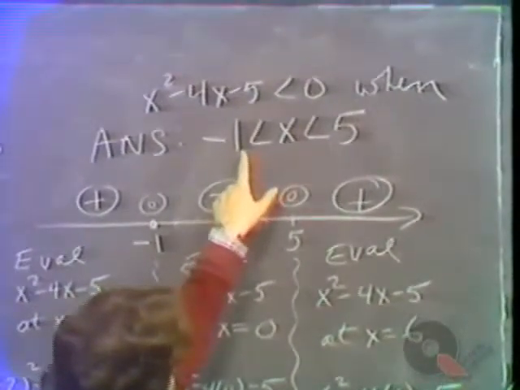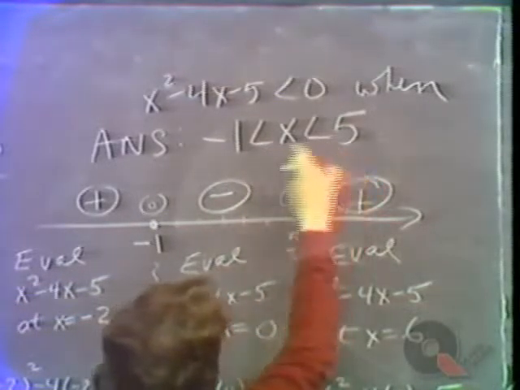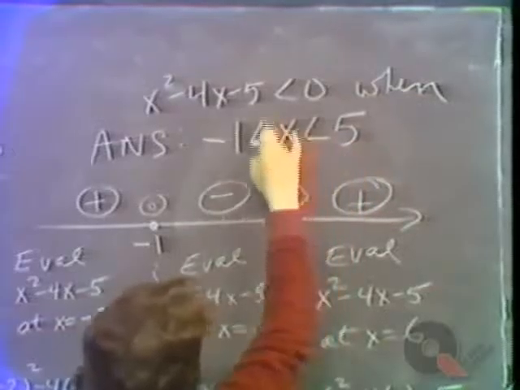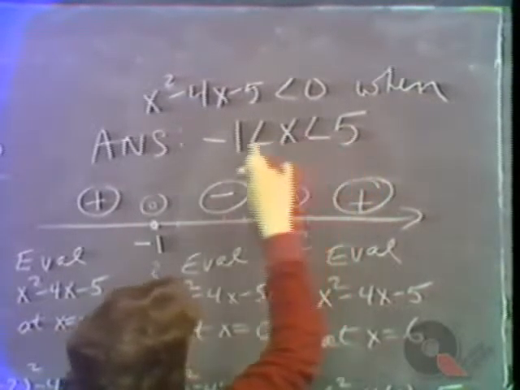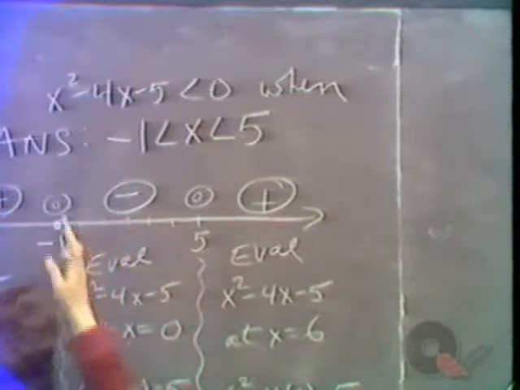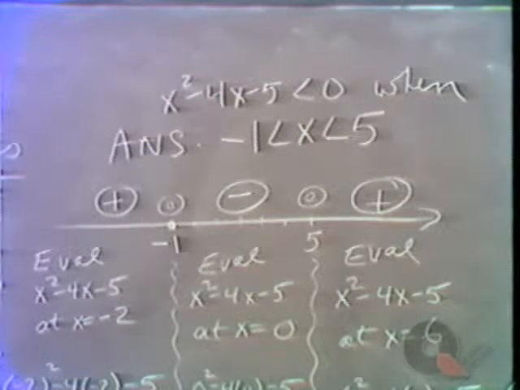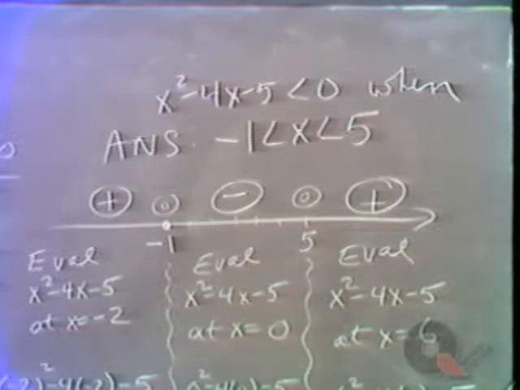Now, I said strictly between minus 1 and 5. We could not make these equalities or less than or equal signs, because at 5 and at minus 1, it's not less than 0. It's equal to 0. And when you're greater than 5, you're positive. When you're less than minus 1, you're positive. So the only answer here is strictly between minus 1 and 5.